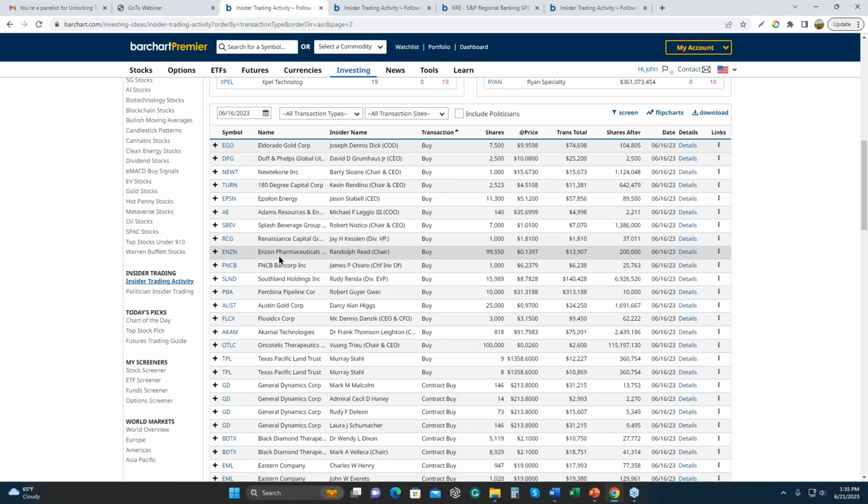And here it is. Enzo Pharmaceuticals and Chairman Randolph Reed bought 99,550 shares, right? I think that we could say that that could be a significant amount of shares. Now let's look at it in context. Well, what was the price of the stock? Well, the stock here is a 13-cent stock or a 14-cent stock. This is a penny stock, right?